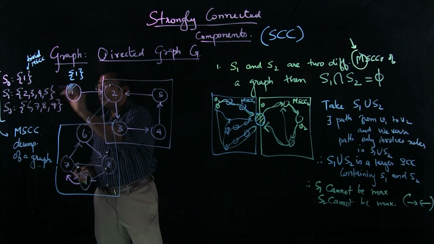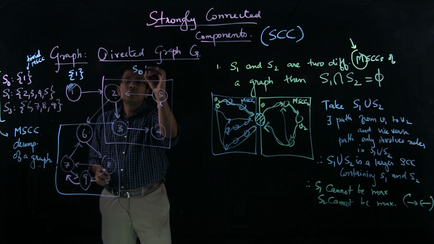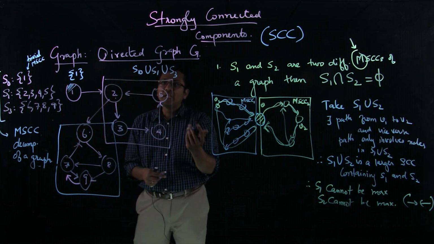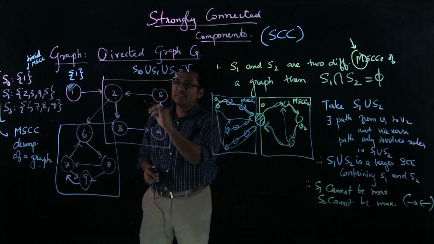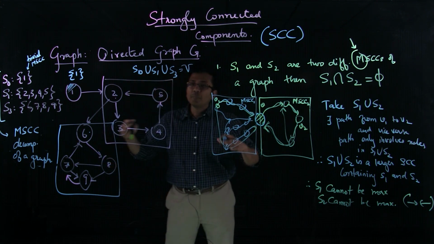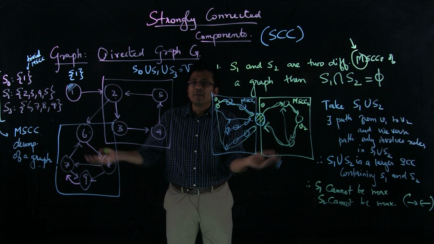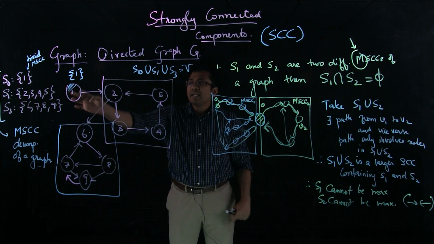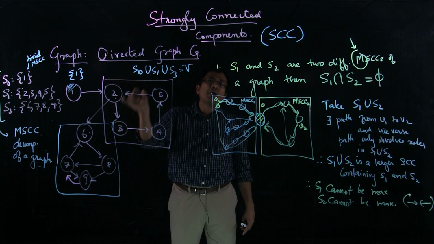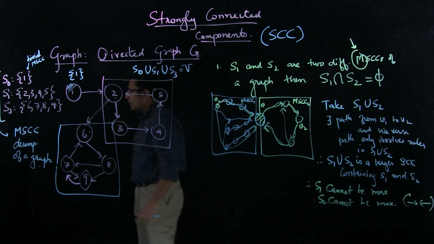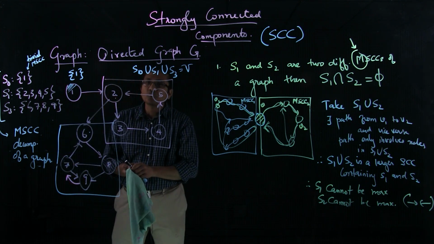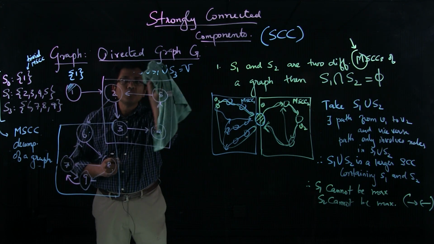So S0 union S1 union S3, in this case, I should have named it S2, I named it S3, is the set of vertices of the graph. If you take the union of all the maximal strongly connected components, that forms your entire vertex set of your graph. And if you take the intersection of any two, that's the empty set. So together they partition the graph into many disjoint subsets, and these subsets are called the maximal strongly connected components.